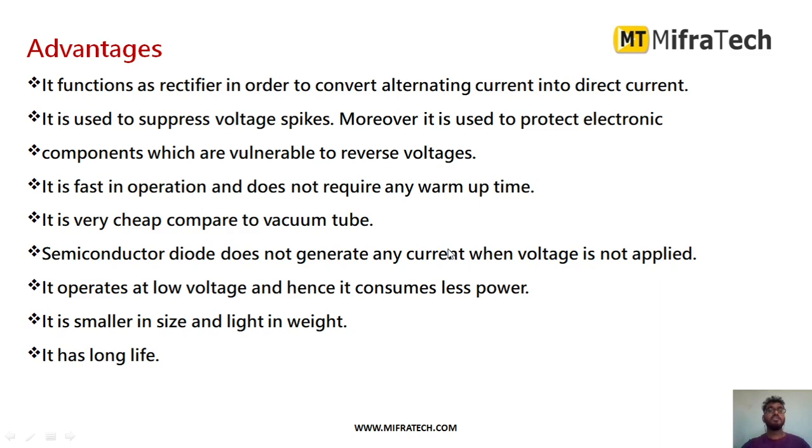What are the advantages of using these diodes? It mainly functions as a rectifier in order to convert alternating current into direct current. It is also used to suppress voltage spikes in order to protect electronic components which are vulnerable to reverse voltages. It is fast in operation and does not require any warm-up time. It is very cheap when compared to a vacuum tube.